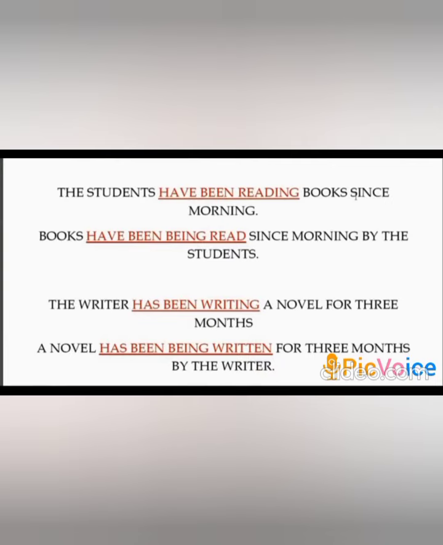The next example, the writer has been writing a novel for 3 months. Here, a novel is the object, so it has become the subject of the sentence. Because it is singular, has should be written here. Then, because of the perfect tense, been is added. Because the main verb writing is in the continuous tense, we have to add being. Then, for write, the V3 form of the verb is written. For 3 months, the writer has become by the writer.